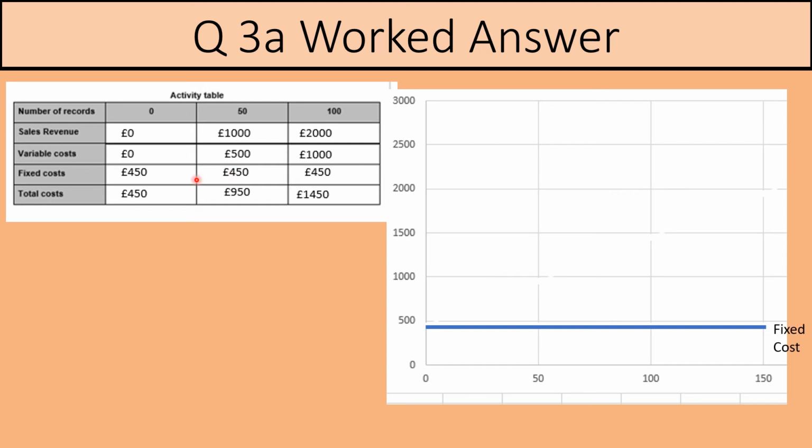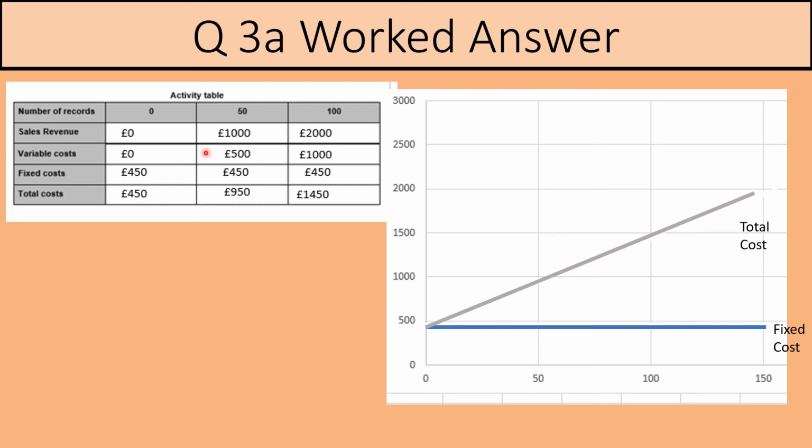The next line I'm going to put on is my total cost line. I know that my total cost will be 450, so where the fixed cost hits the y-axis, and then I will be making the other point and joining them up, and here we have my total cost line, which of course I've labelled so I get my mark.